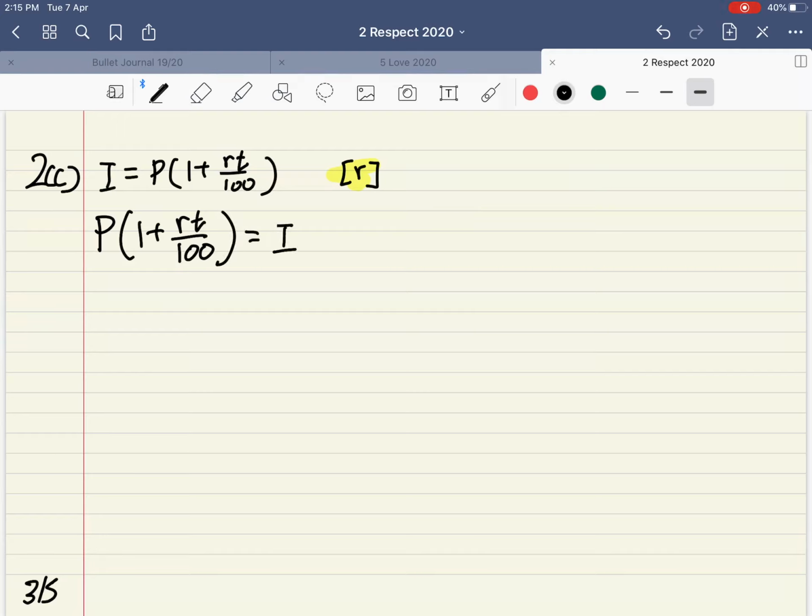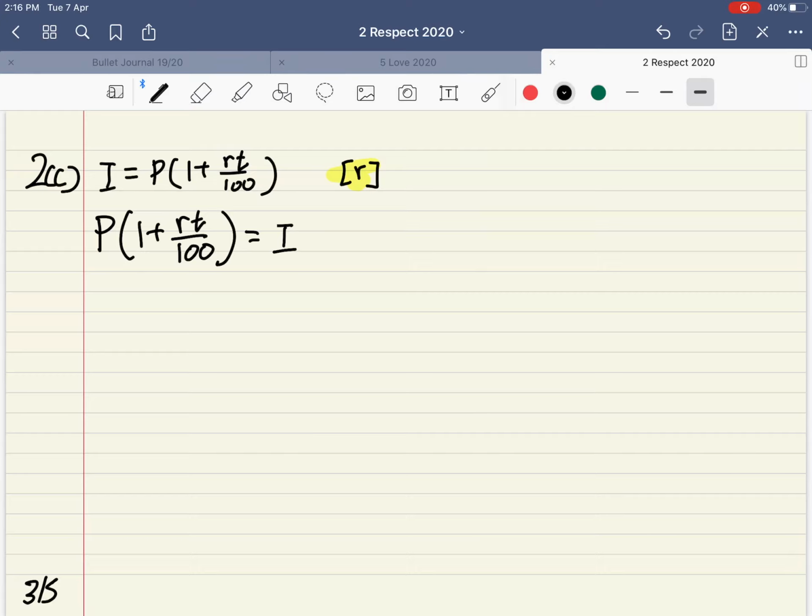Okay, there are two ways to proceed for this question. One of the ways is for me to divide by p on both sides of the equation to get rid of p down here. That's one way. Let's explore another way just to show you that there are many different methods to make r the subject of the formula.